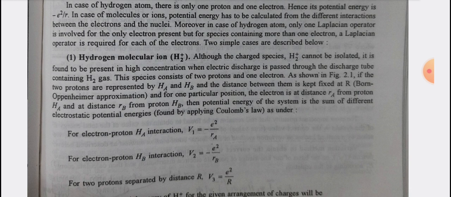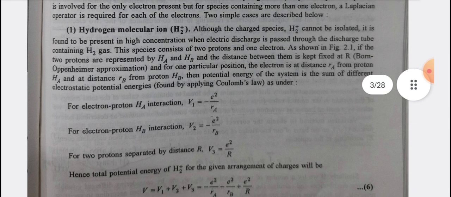The distance between them is kept fixed at R, by the Born-Oppenheimer approximation. For one particular position, the electron is at distance Ra from the proton Ha and distance Rb from the proton Hb. Then the potential energy of the system is the sum of different electrostatic potential energies found by applying Coulomb's law as under. For electron and proton Ha interaction, V1 = −e²/Ra. For electron and proton Hb interaction, V2 = −e²/Rb. For two protons separated by distance R, V3 = e²/R.